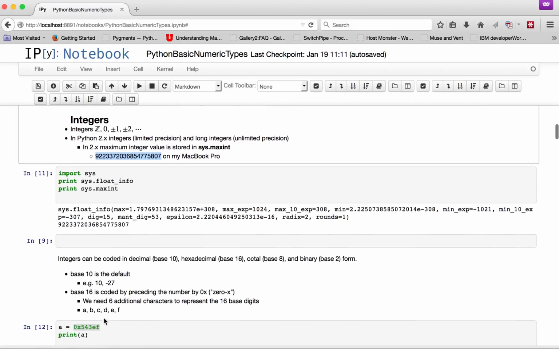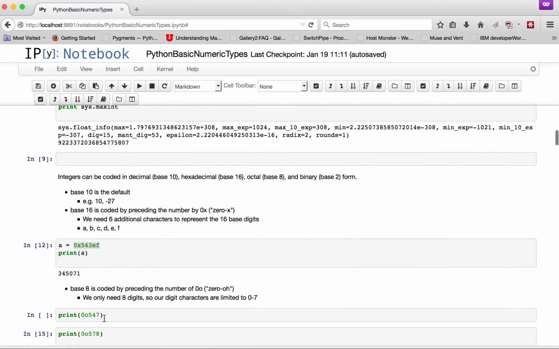So integers can be coded in four different forms: decimal, base 10, which is the number system that we're familiar with; hexadecimal, which uses base 16 instead of base 10; octal, which uses base 8; and binary, which uses base 2. These hexadecimal, octal, and binary forms are really related to the underlying hardware representation in the computer and may not be of use to you in your everyday programming, but I'm just going over this for completeness.